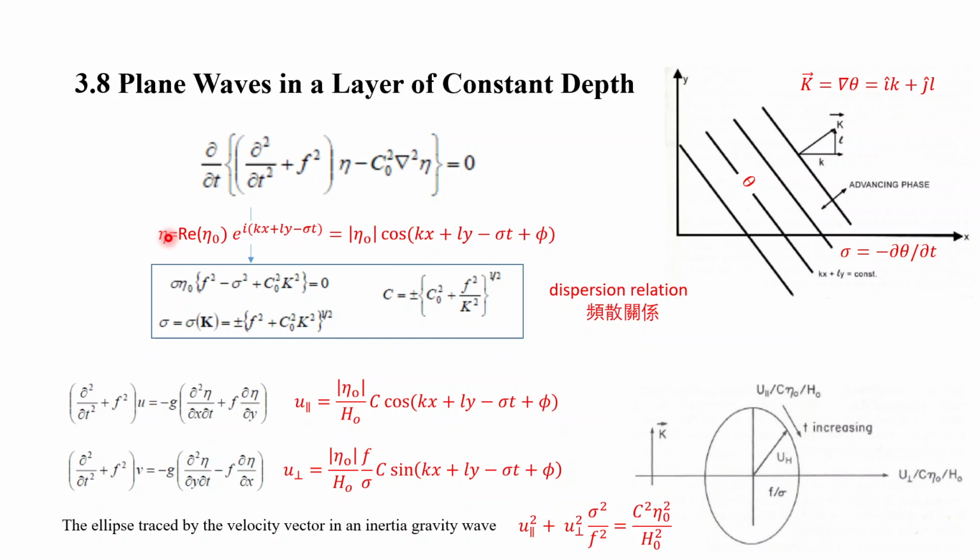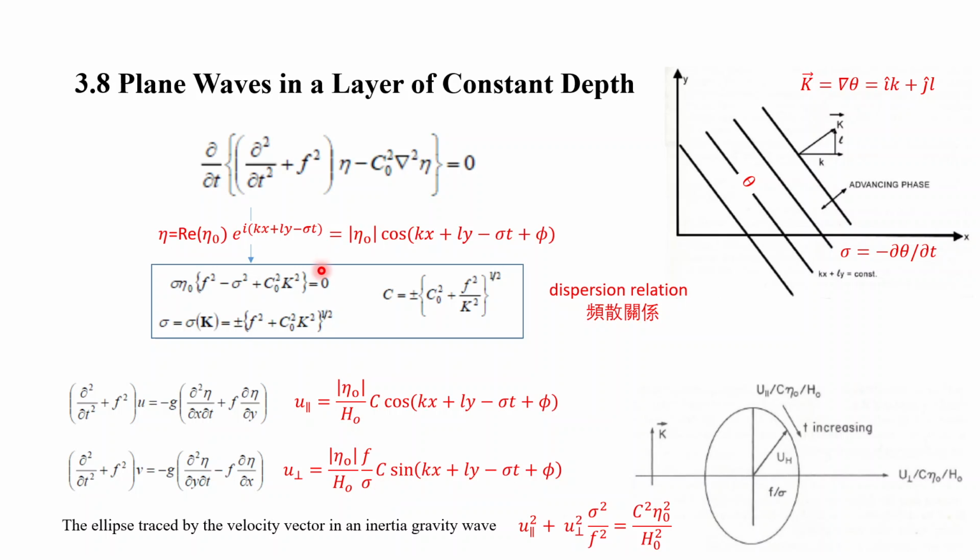From this eta, in this waveform, you can substitute eta into the governing equations for u and v. Then you can obtain u and v, and then you can rewrite u and v in another orthogonal coordinate, the parallel and perpendicular components of the velocity relative to the wave number k. This is done in the lecture notes. Please refer to it again. Then you can derive these two velocity components in cosine and sine functions.